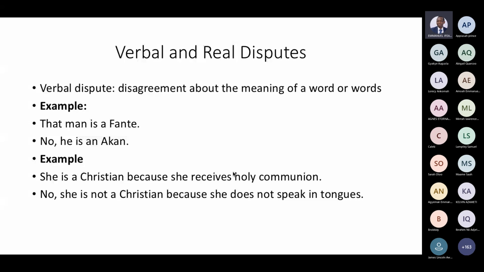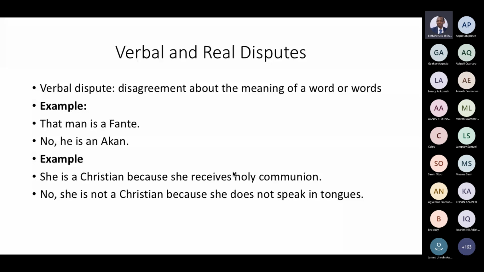Now, argument is a significant category of activities where critical thinking is needed. And when you come to argument, disagreements play a critical role. When you talk about disagreements, there are 2 kinds: verbal disagreement and substantive disagreement. The verbal disagreement or dispute is a disagreement about the meaning of a word or words.